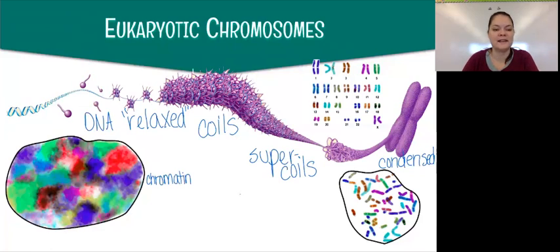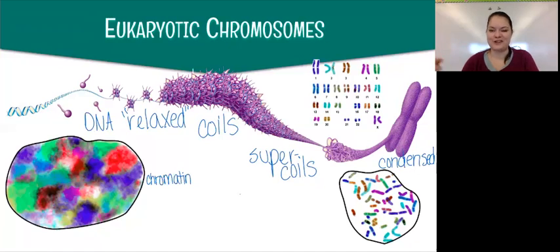And that chromatin really spreads out throughout the entire nucleus, and each chromosome takes some of its own space, but it's really, really loose and just chilling in there. When it is time to divide, that chromatin is going to condense.